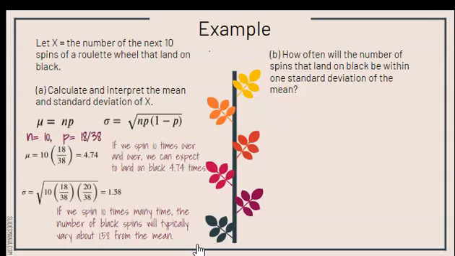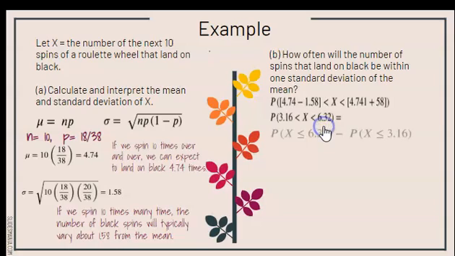So B, how often will the number of spins that land on black be within one standard deviation of the mean? All right, this is a little bit complicated, so hang on. Well, if the standard deviation is 1.58, and this is the mean, that means it could be 1.58 below this number or 1.58 above. So I have to consider both. I'm going to subtract the standard deviation for my low end and add it for the high end. That's what I'm doing right here. When I do that, I get this. Not going to worry about the fact that it's not exactly 3 or exactly 6. Just leave it as decimals.